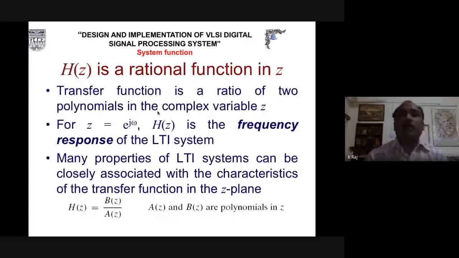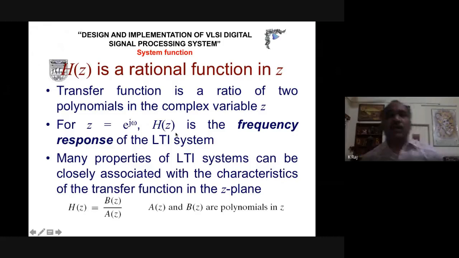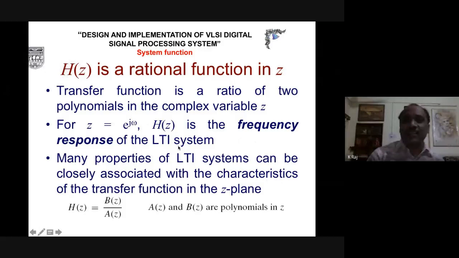And if Z is replaced by e to the power j omega, then H(z) will be represented using the complex e to the power j omega functions. That is, it has real and imaginary portions, and both will change their values with respect to omega, or the frequency. This is known as the frequency response of the discrete LTI system. Many properties of the LTI system will be discussed using this concept.